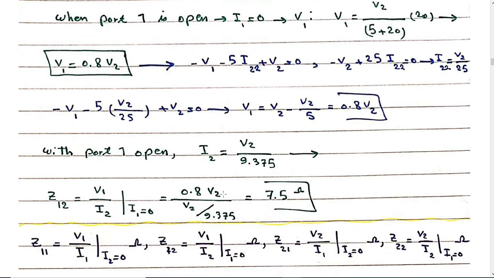So we have 0.8 V2 from the previous step. We calculated I2, which is V2 divided by 9.375 ohms. So we get 7.5 ohms for Z12. Questions?